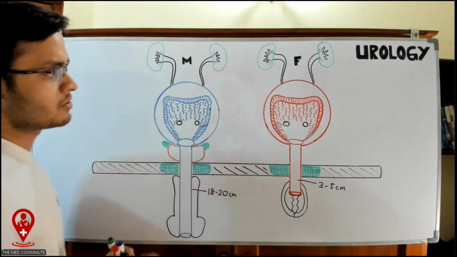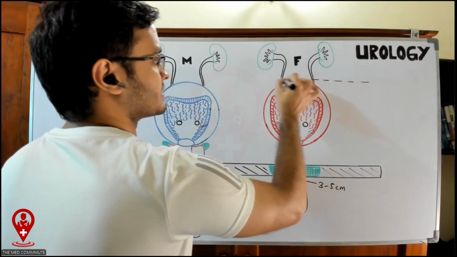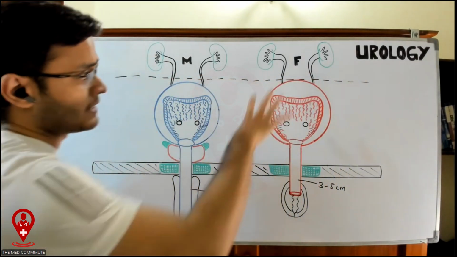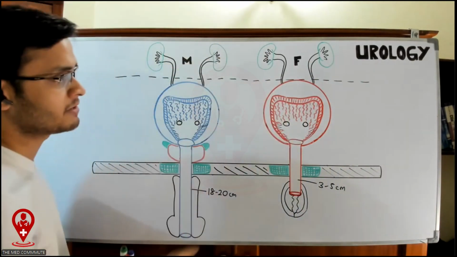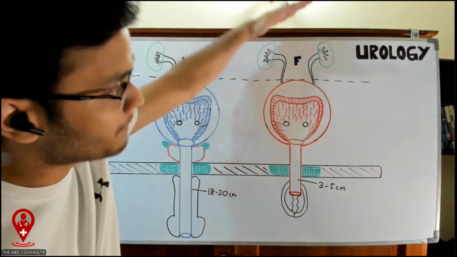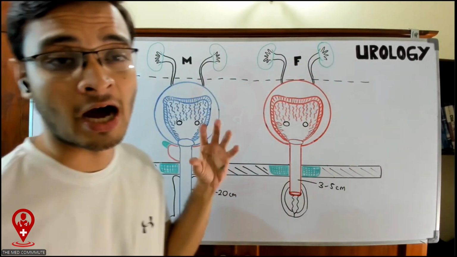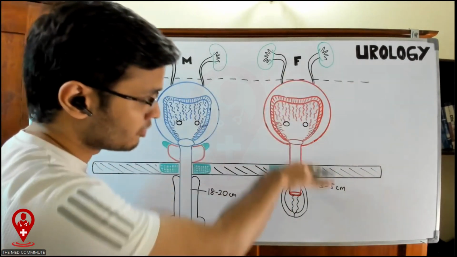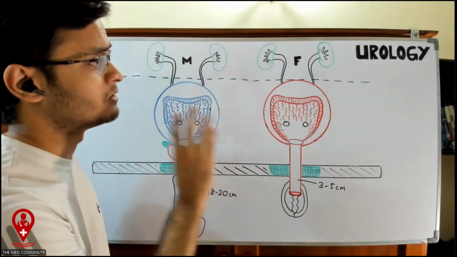Now, the next concept I want to tell you all, guys, if we draw a line across like this, something like this, what have I done here? I have basically divided the urinary tracts into two, both male and female. Every structure which is above the level of the bladder, we call the upper urinary tract. And all the structures below, bladder and below, we call the lower urinary tract.